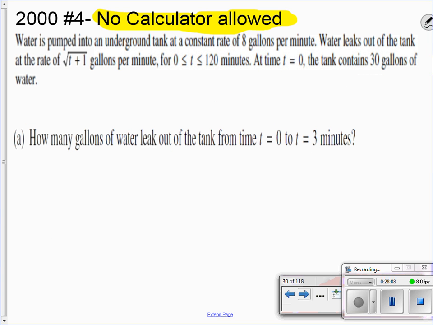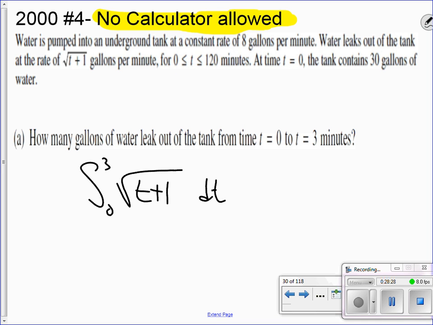Okay, let's see if we can set them up at least. How many gallons of water leak out of the tank from time 0 to 3? What would be the setup? Because you get a point just for the setup. So we get points for writing that. You integrate the rate out. And now you'd have to actually evaluate this.